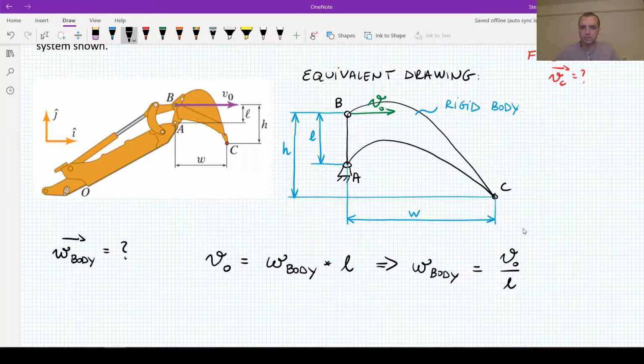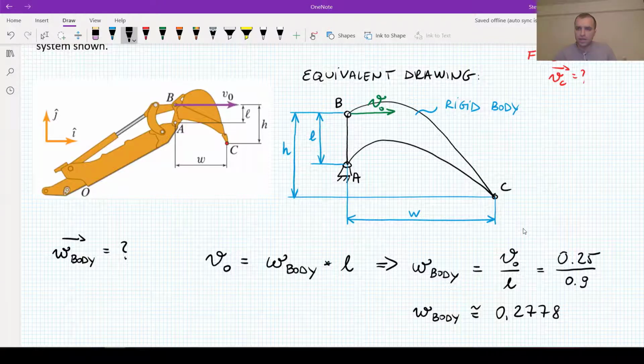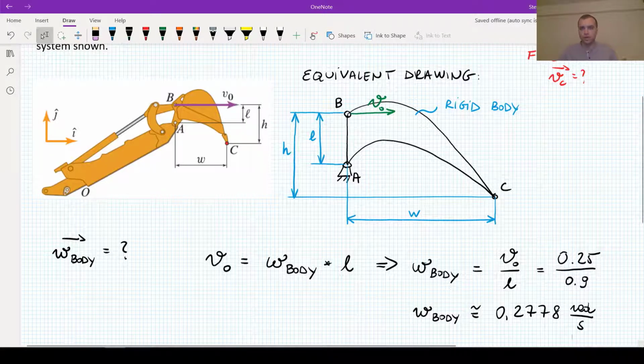Let's plug in values. This was quarter, if I remember correctly. And I believe that this was 0.9. Okay, grab your calculators and obtain that omega body is approximately 0.2778 radians per second. Okay, this is the magnitude of our omega body.